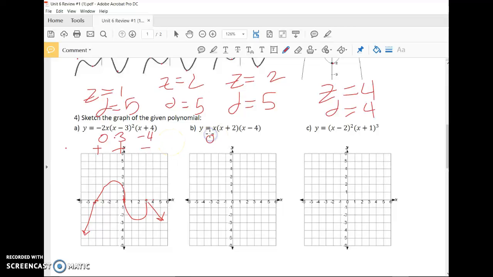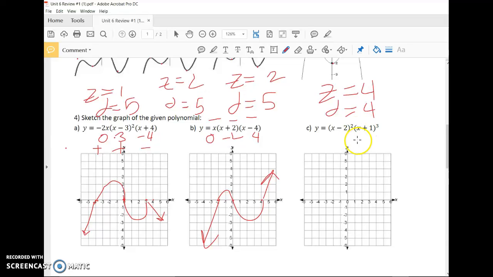Again, this would have zeros 0, -2, and 4. So let's plot those points. And as you can see, all the degrees of these things are 1, so everything would just go through. So the only thing we have to decide is where this starts. Does it start up here, or does it start down here? Well, let's plug in a big negative number. Well, that's negative, and that's negative. Well, negative times a negative is negative. Starts down here, loops up, loops back, goes through.